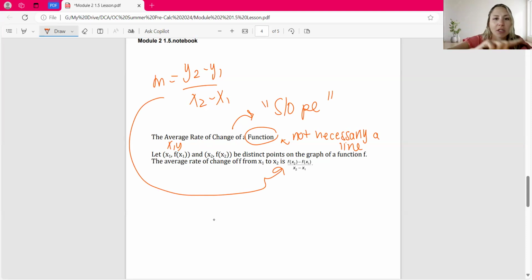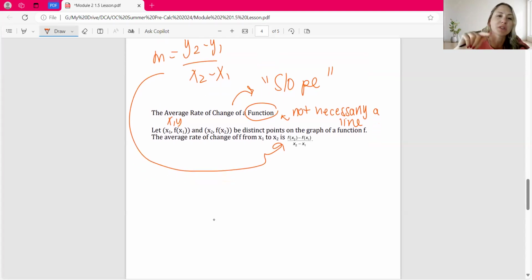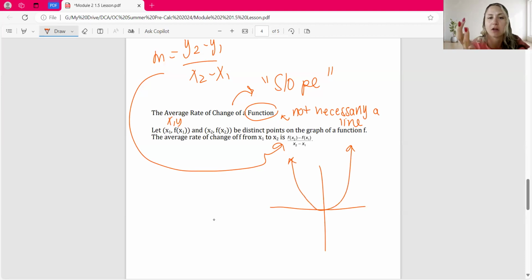And so why we talk about average rate of change of a function is because we can still find the slope between two points that are on a function, not necessarily a line. For example, if I have a quadratic function here that's graphed, I can still find the slope of this point and this point. We're going to do this in the problem right below this on the last page. The two points create that line, but they are not on a line to start. They're on a quadratic graph to start.